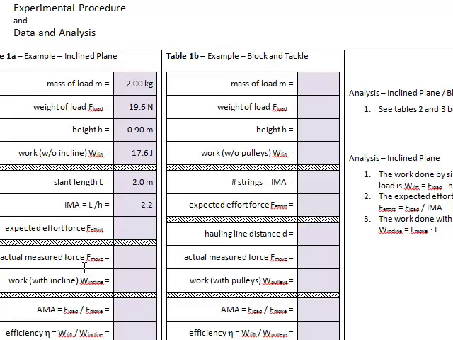So that means that the expected effort force should be this much smaller compared to the load, which means that I would have to apply only roughly half of that force, and the equation is over here. Effort force equals load force divided by the ideal mechanical advantage, so 19.6 newtons divided by 2.2 comes out to 18.9 newtons. And of course, that is the idea of a simple machine. It reduces the amount of force necessary by quite a bit, in this case to about half. That would be the ideal one.